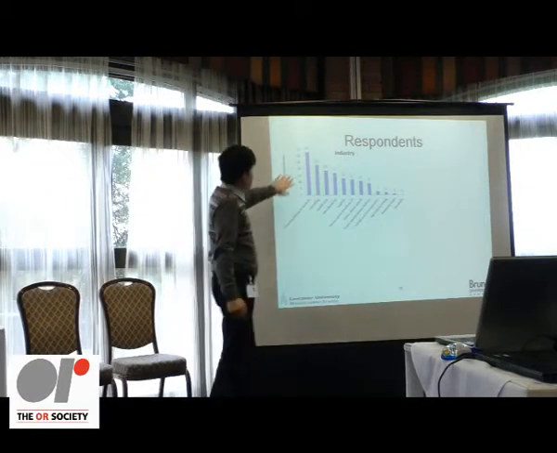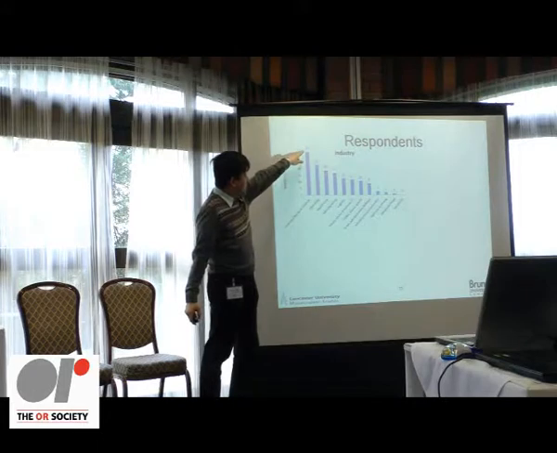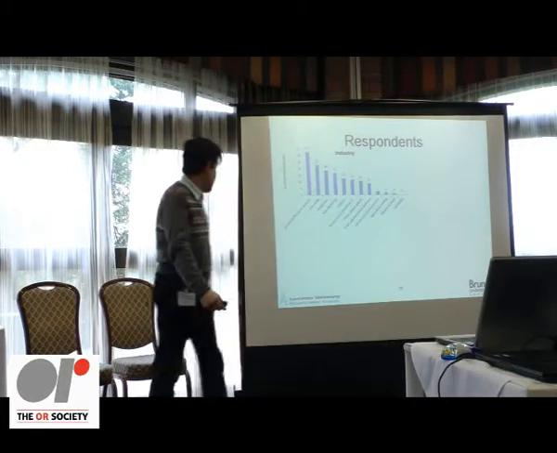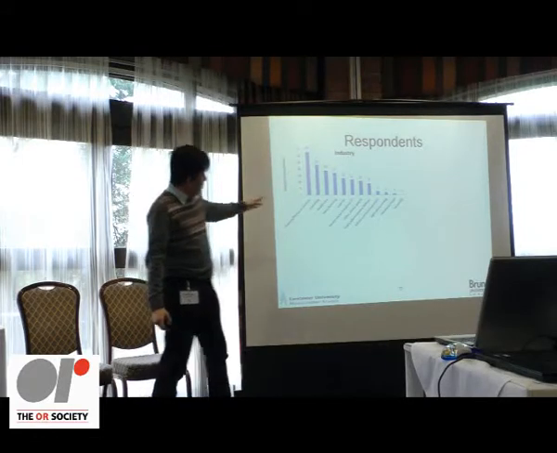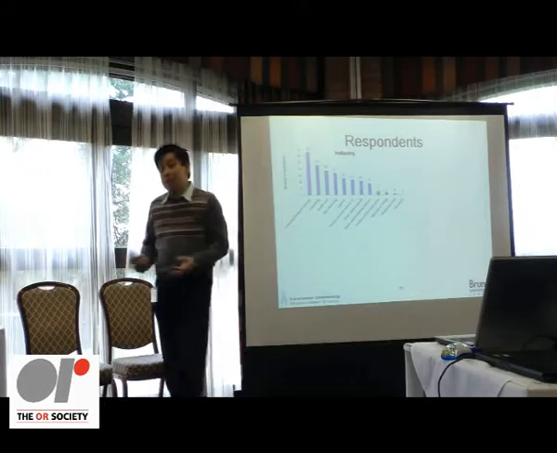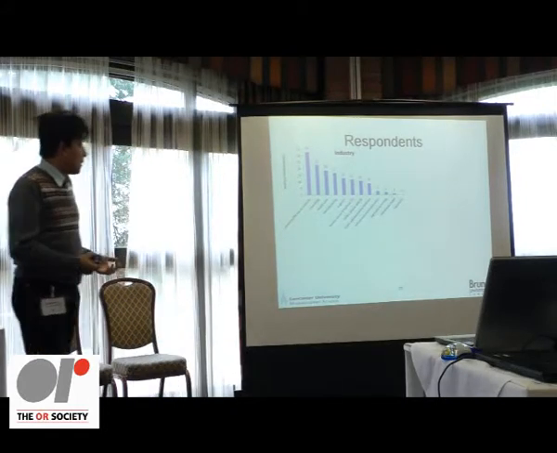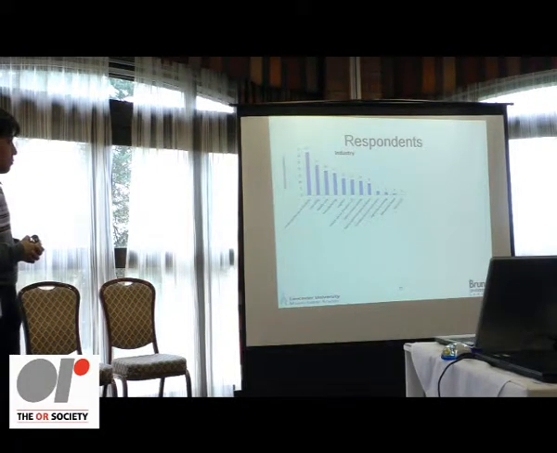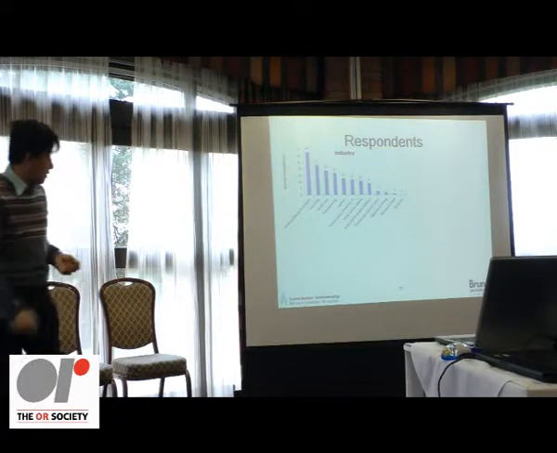So most of them, roughly about 33 respondents out of 50 something, come from university and research institutes, followed by consulting, healthcare, manufacturing. So I think it's a pretty good distribution of sectors in the industry. So they are quite well represented in the survey.